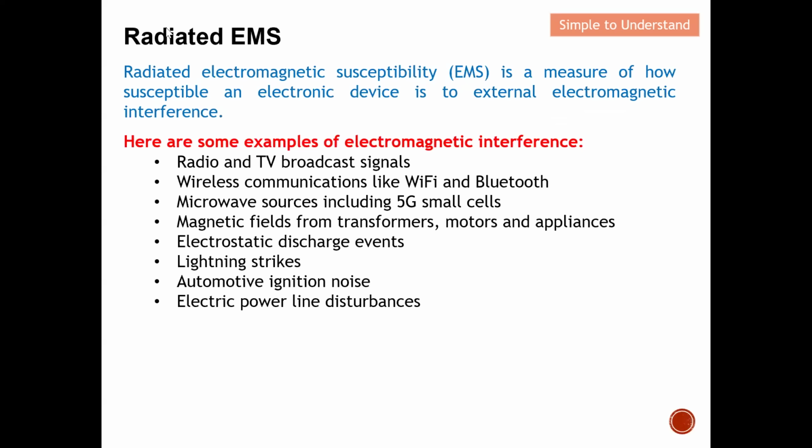Let's move on to radiated immunity, which is also known as radiated EMS. Radiated electromagnetic susceptibility is a measure of how susceptible an electronic device is to external electromagnetic interference. Like I mentioned earlier, in this case we bombard the DUT with a lot of EM waves, and hence we see whether the DUT can still function.